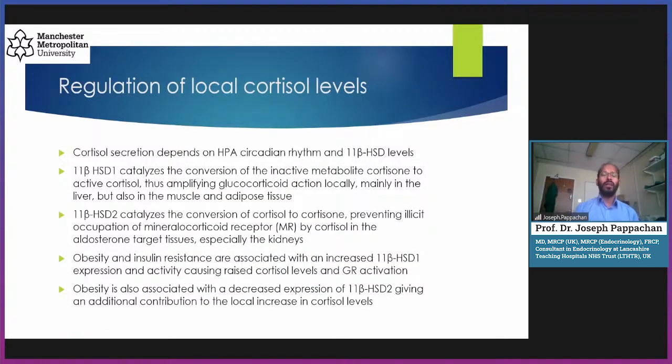Looking at the evidence, consider cortisol as a precursor for metabolic syndrome. As you all know, cortisol secretion depends on the hypothalamo-pituitary adrenal axis, the circadian rhythm of cortisol production, and the level of 11-beta hydroxysteroid dehydrogenase. The 11-beta HSD1 catalyzes the conversion of inactive cortisone to active cortisol, and it also amplifies the glucocorticoid receptor activity. Whereas 11-beta HSD2 catalyzes the conversion of cortisol to cortisone.